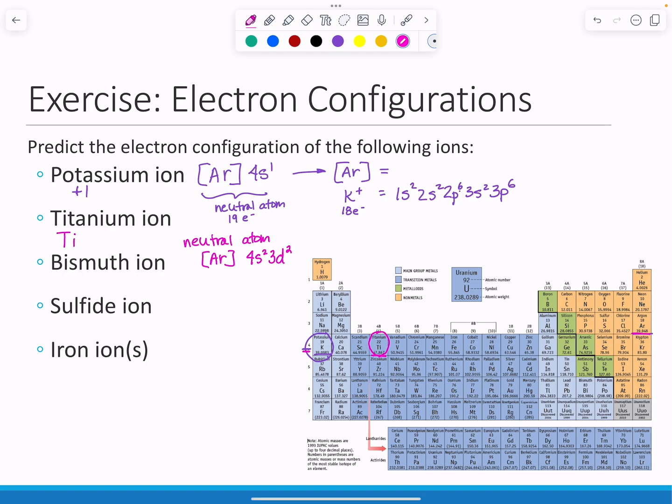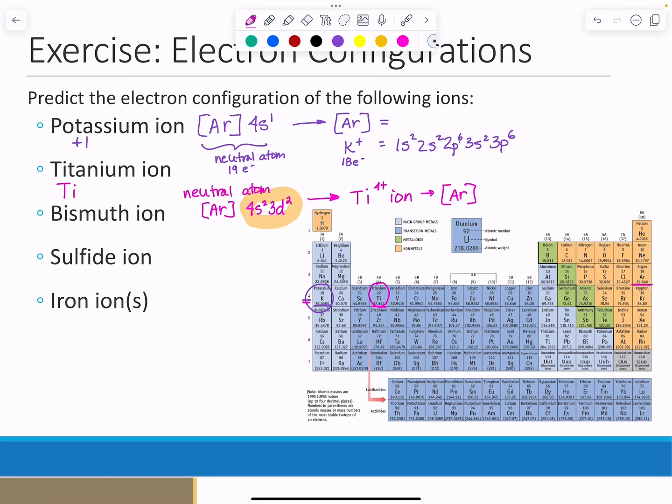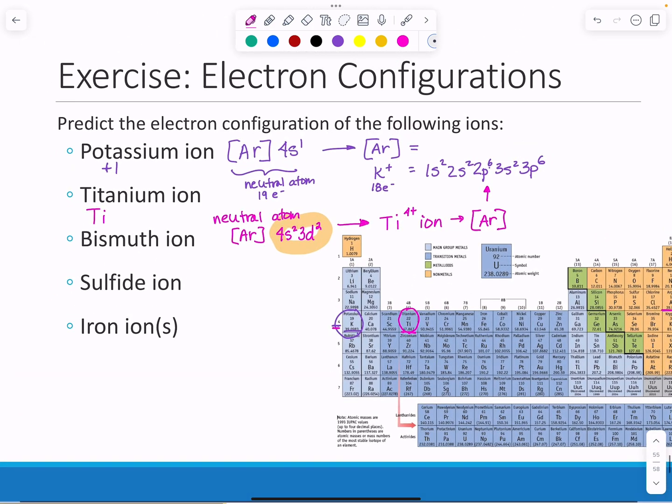Okay. So to get to a noble gas configuration, okay, the way we would go is we would remove all these electrons. Okay, so that's going to give us a titanium 4+ ion, which is going to be isoelectronic with argon. Okay, and again, the electron configuration for argon is this right up here, the same as for the potassium ion. Okay.